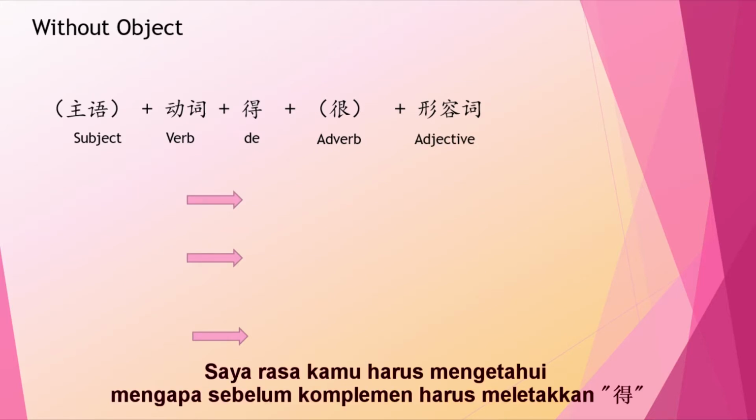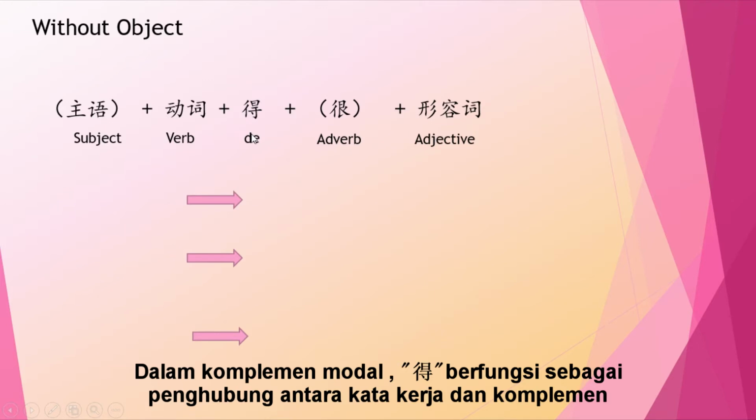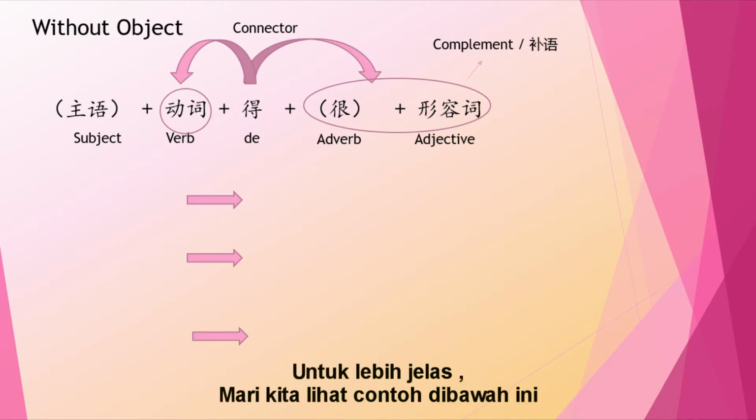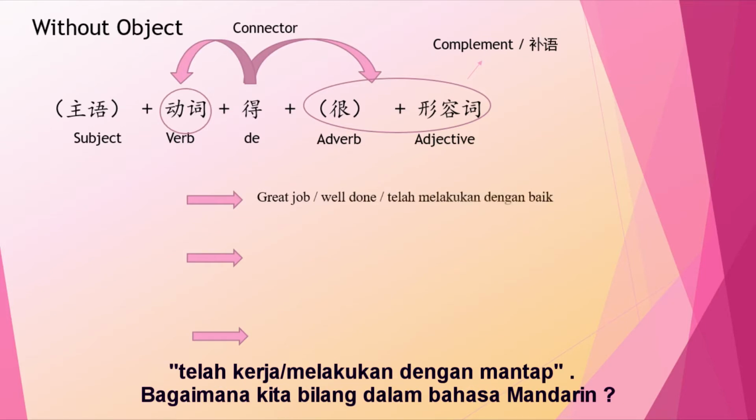I think that you have to know why before complement you must put the 得. In modal complement, 得 is the connector between the verb and complement. There must be 得 after verb, then we can continue to the adverb or adjective which is called as complement. So to clarify, let's look at the example below.